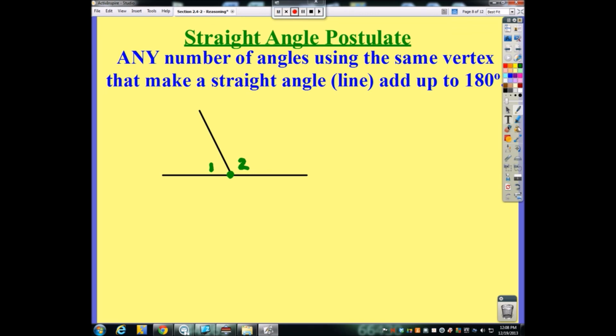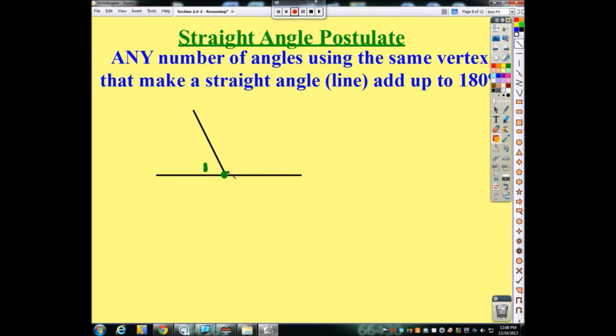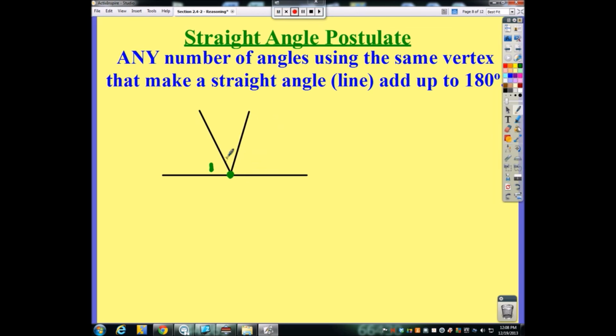But now, what if I just throw in an extra ray here? We'll just say right here. Well, now I've got three angles, but all three of these angles put together still equal 180 degrees. But now I can't call angles 1, 2, and 3 supplementary because by definition supplementary was two and only two angles that had to be 180.